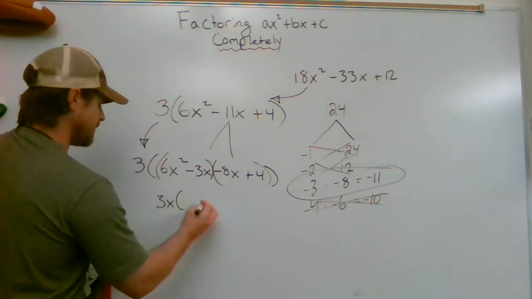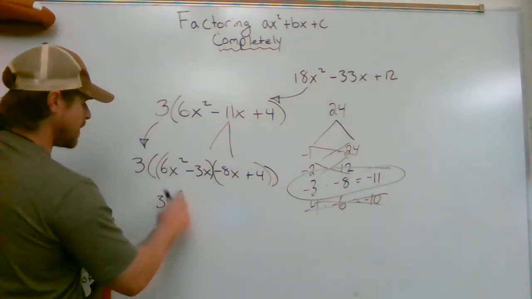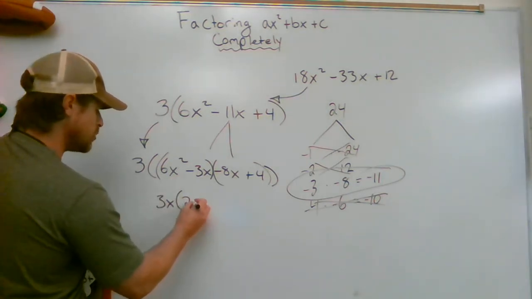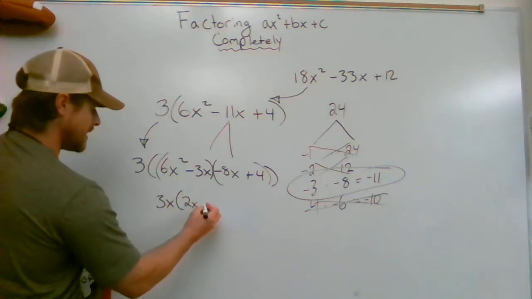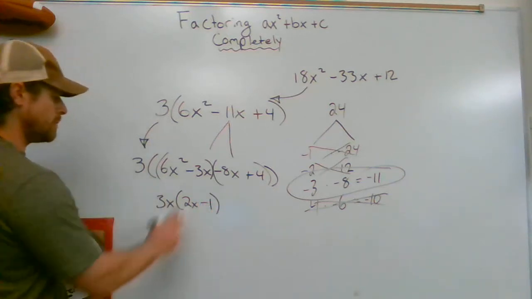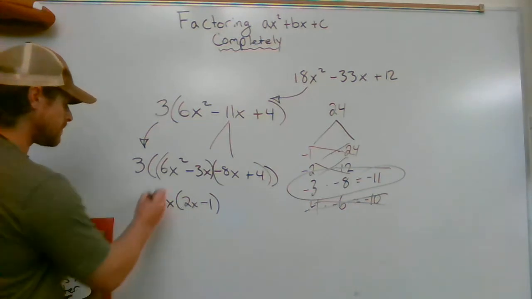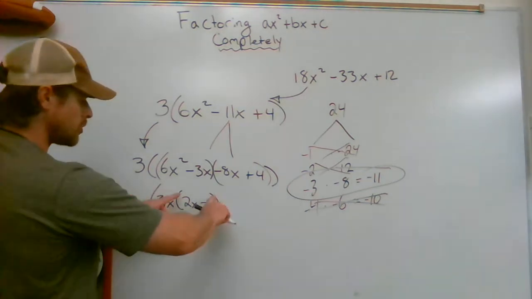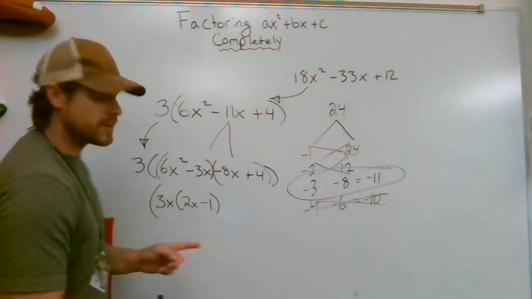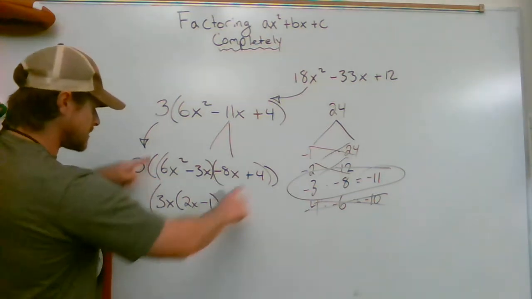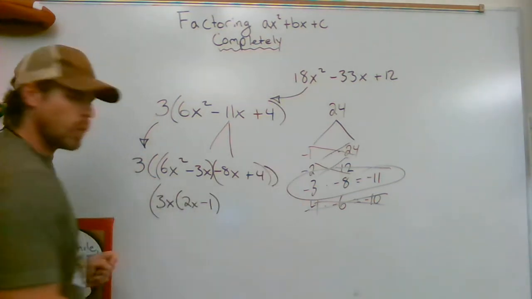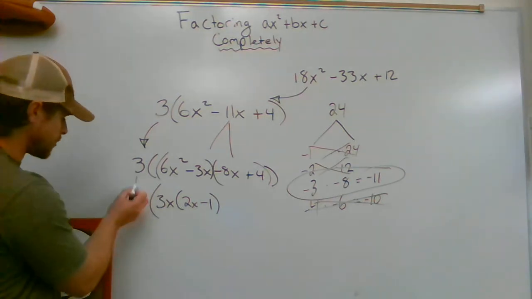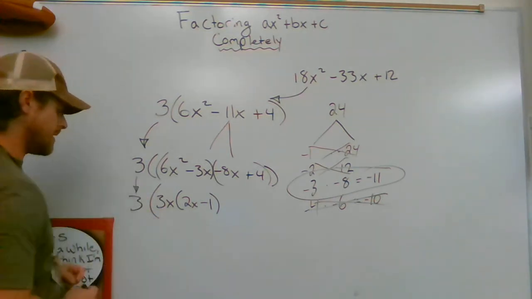3x would be my GCF there. So 3x times what would make 6x squared? That's 2x. 3x times a negative 1 would make the negative 3x. Keep all of this. You're going to have 3 sets of parentheses here. So I have the big outside parentheses that are going to stay around everything. What should come along for the ride? Oh yeah, that 3 comes straight down. It's going to stay there.